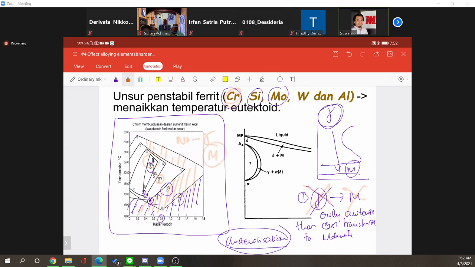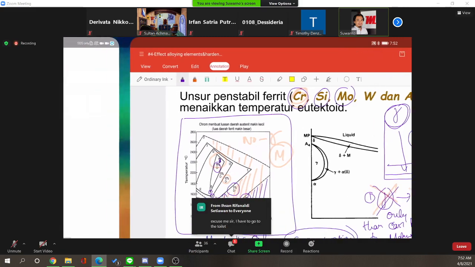So that's why, for example, there will be some class of alloy that has too much chromium and cannot be transformed into a martensite kind of steel. Why? Because it's too much chromium. In other words, if you would like to make martensitic steel, what do you think?